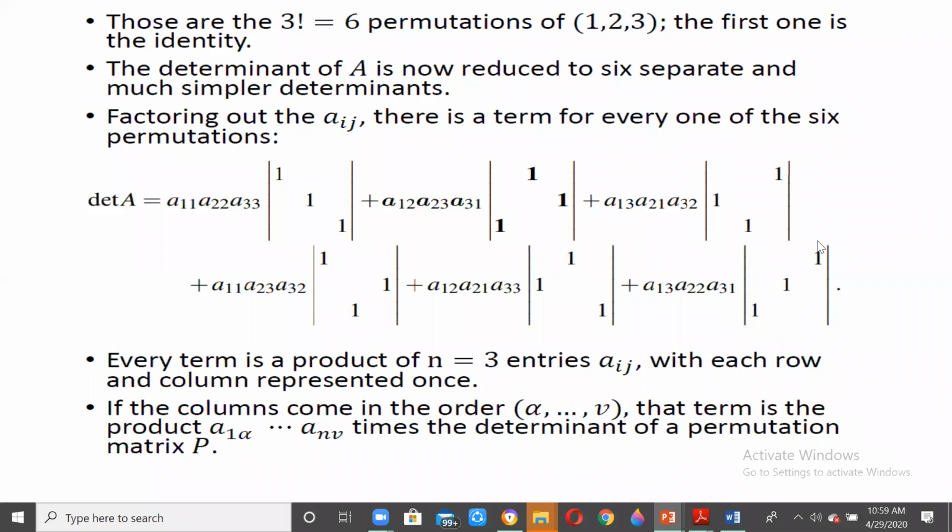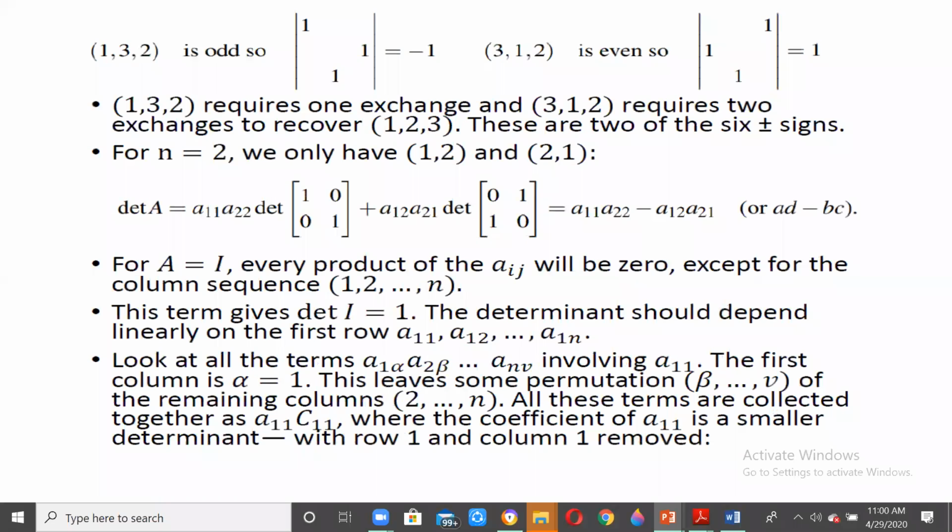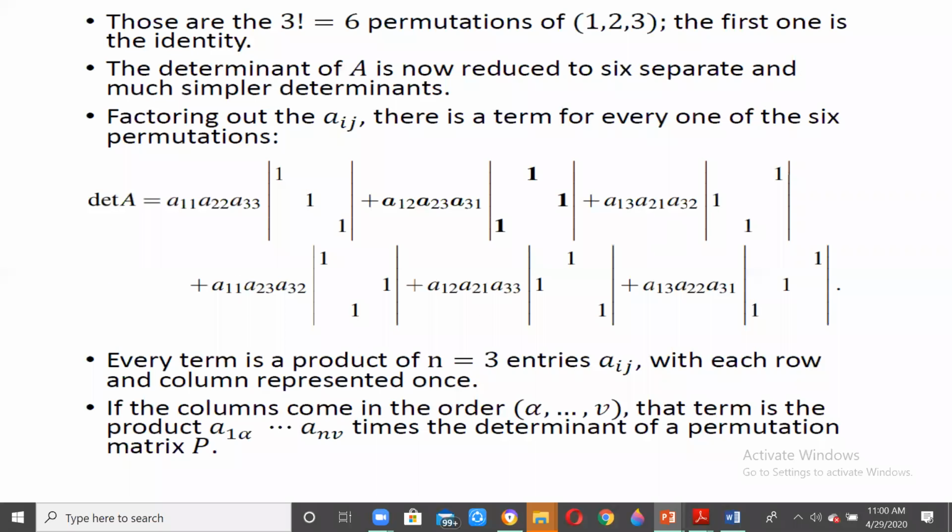Similarly, if you see over here, now row 2 is at its proper position, but if you exchange row 1 and row 3, you'll get back this. So one exchange of this will get us there. One exchange of this will get us here. One exchange of this will get us here. Two exchanges of this will bring us to this position. Similarly, two exchanges of this will bring us to this position.